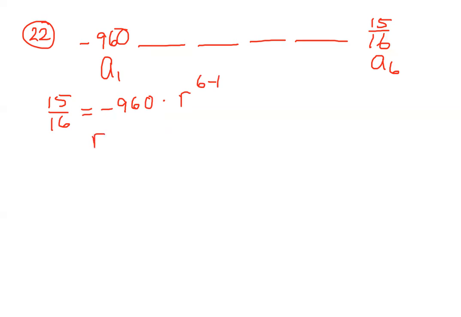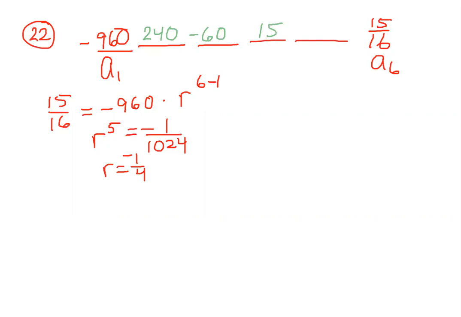You should get R to the 5th equals -1/1024. And when you take each side to the 1/5 power, you get R equals -1/4. So we're just going to take this times -1/4, and you'll get 240 times -1/4, -60 times -1/4, 15 times -1/4, -15/4 times -1/4, and you get 15/16. And that's the end. All right, now a couple applications and we're done.